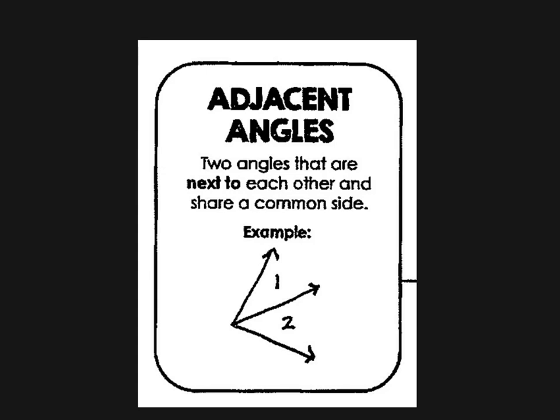Okay, so adjacent angles are two angles, again, two angles that are next to each other and share a common side. They also share a common vertex. So here's their common side right here. Angles 1 and 2 are adjacent. Now there's nothing special about what they add up to or anything like that. It's just what they are as far as where they're located. They are located next to each other and they share a common side. All right, onward and upward.